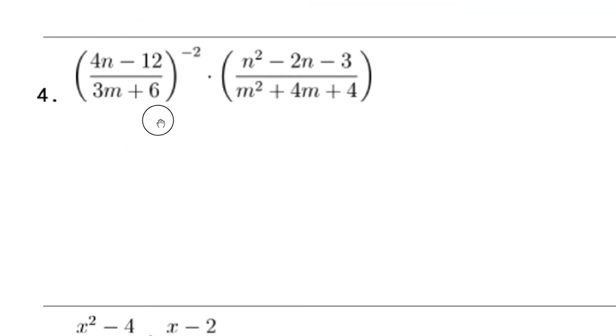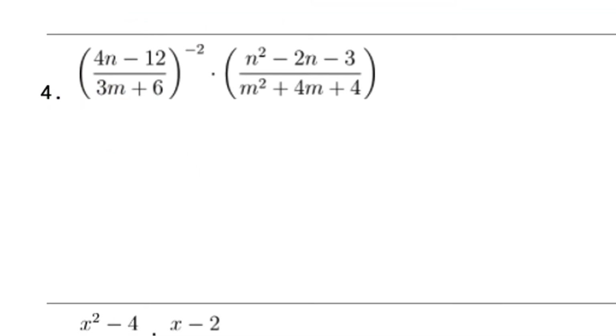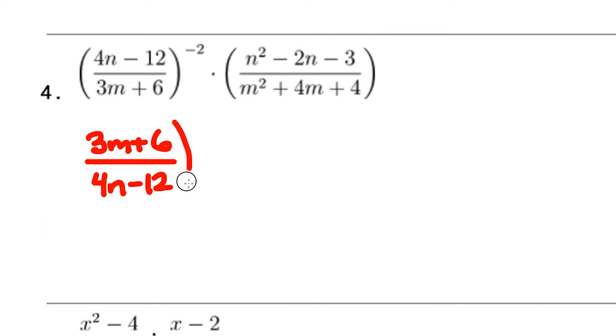All right, we got the next one here. Now this one is to the -2 power. So what I'm going to do is flip this and make it a +2 power. So we're going to have 3n plus 6 over 4n minus 12. And this whole thing is squared. Okay, I'll expand that in a little bit.